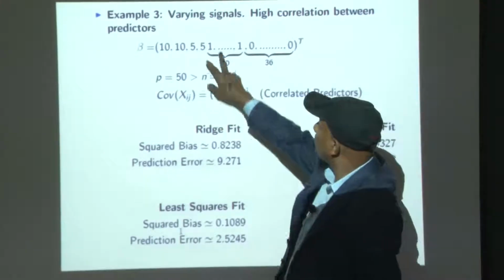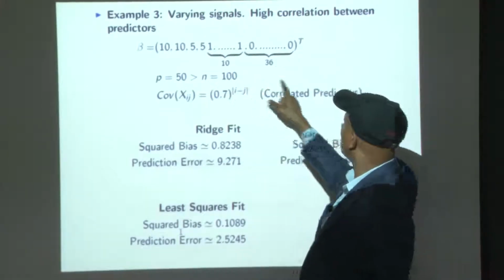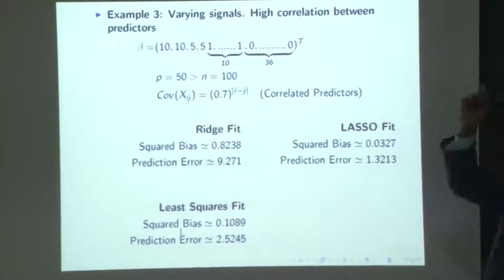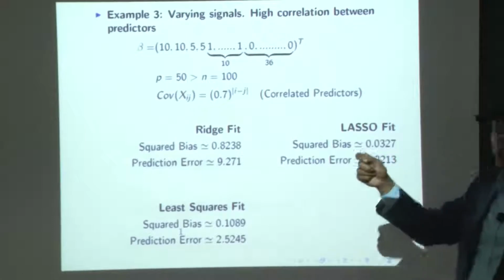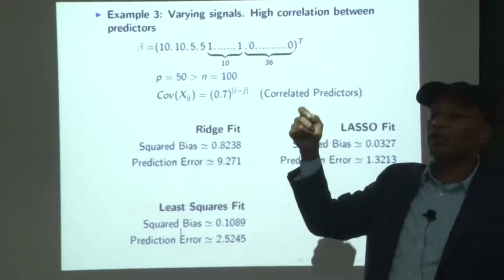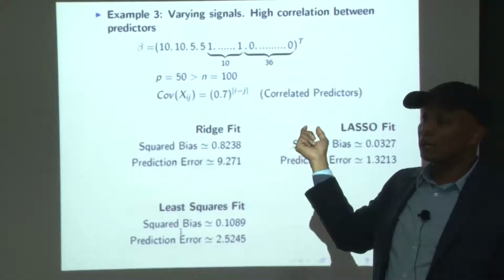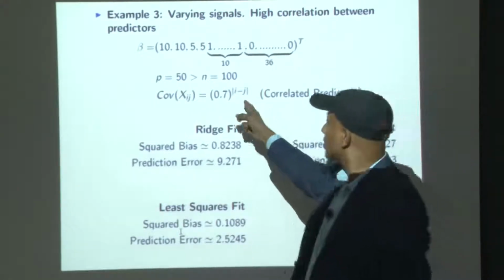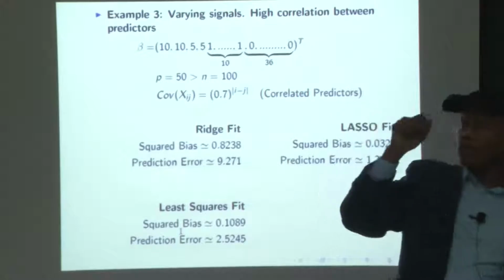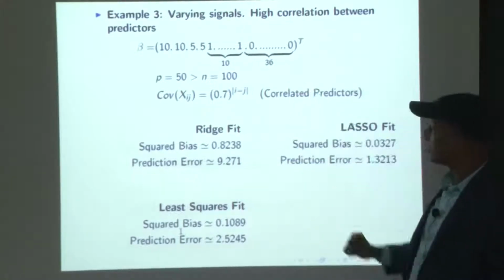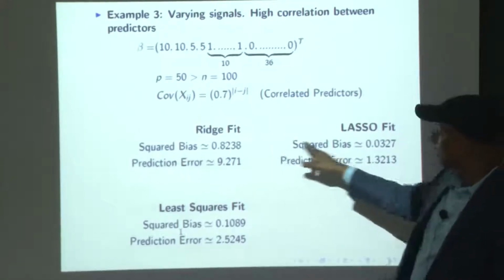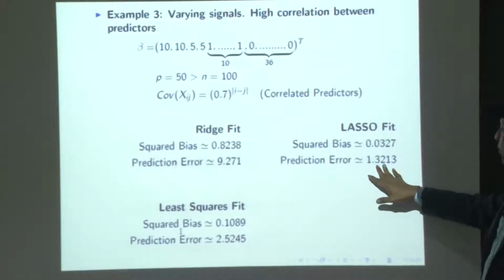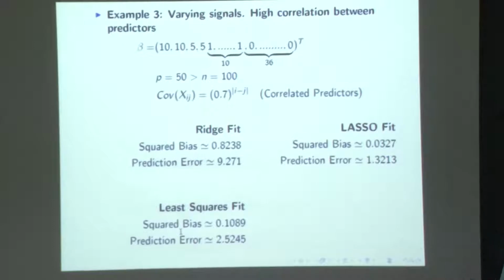And these are correlated with a correlation structure like this. The covariates are correlated, as we talked about already, and if they are correlated, then depending on the correlation, Lasso may not work well. In fact, it won't if there is high correlation, but ridge will always work. So under this situation, look at the bias and the prediction error. Here the prediction error is still low, and the bias is low.